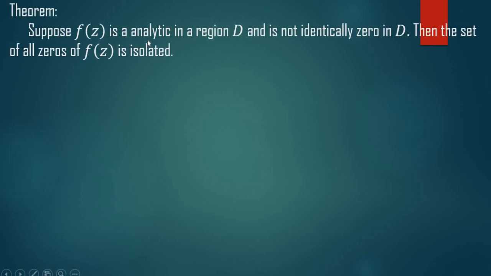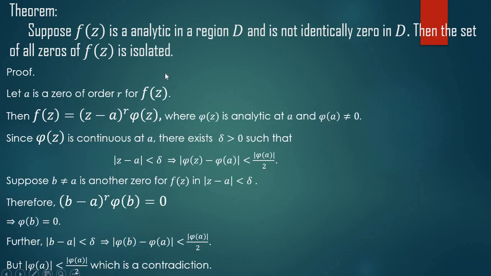Next, some results on this topic will be discussed. The first one is: suppose f(z) is analytic in a region D and is not identically 0 in D, then the set of all zeros for f(z) is isolated. For proving this, first we take one arbitrary zero a for f(z) whose order is r. Then we can write f(z) as (z minus a) power r into phi(z). This phi(z) is analytic at a and phi(a) is not equal to 0.